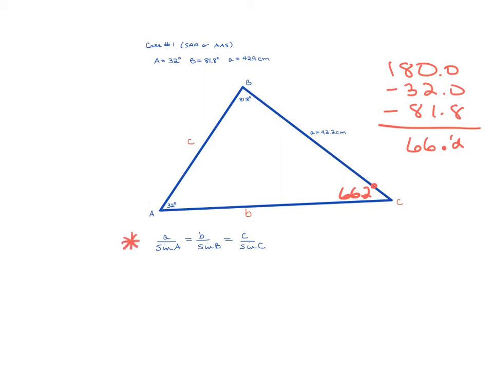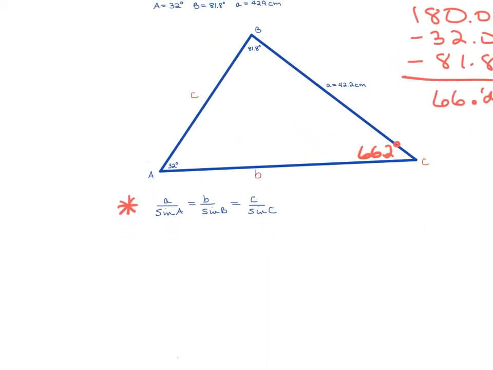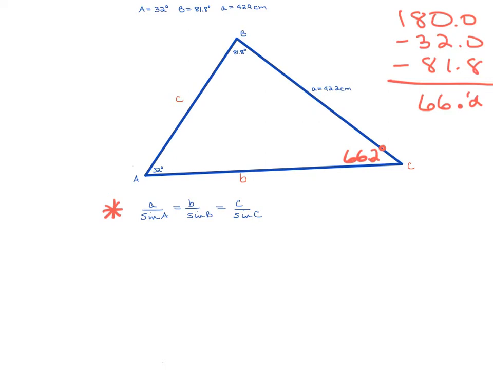Now I'm going to be using this formula, but again, remember, we're only going to take them 2 at a time. And again, we're going to be using our calculator, so make sure your calculator is in degrees. Let's take the side that was given to us, which is the 42.2. I'm going to put it over its angle, the sine of A, which is 32 degrees. And then I'm going to look for little b first, so little b over sine of B, which is 81.8.